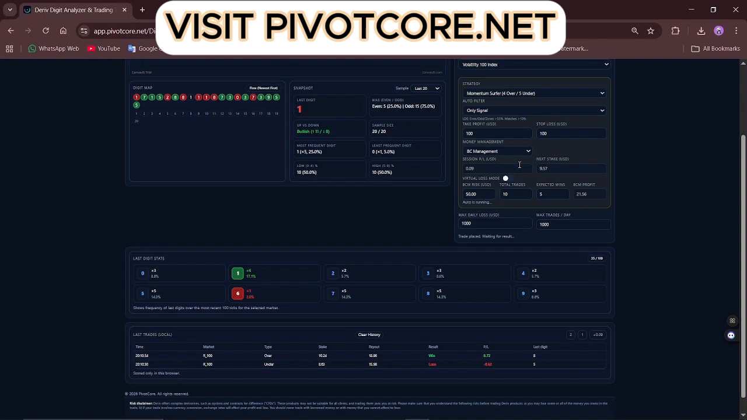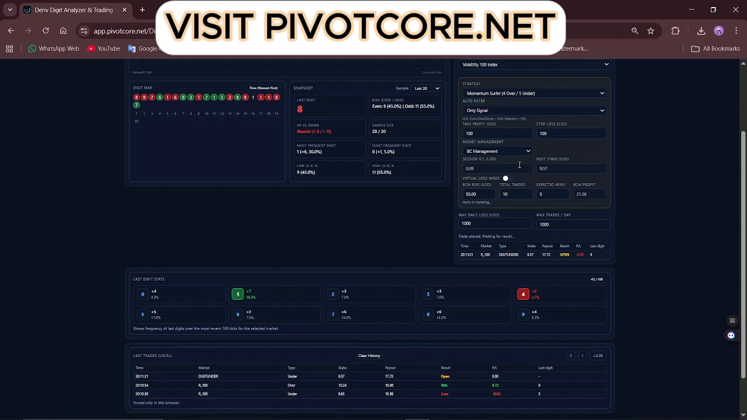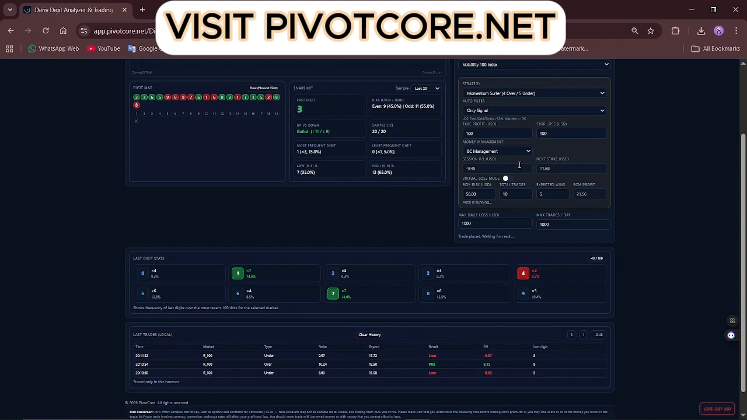Today, we are focusing on one of my favorite setups, the 4 over, 5 under strategy. This is a digit-based strategy that relies on statistical probability rather than just luck. The goal is simple but effective. In this session, I've set a clear plan. I am going to place 10 trades with a target of winning at least 5 of them. By setting these specific targets, we maintain discipline and ensure that we don't overtrade. PivotCore allows you to set these parameters precisely, making it the perfect tool for traders who value a structured approach to the markets.